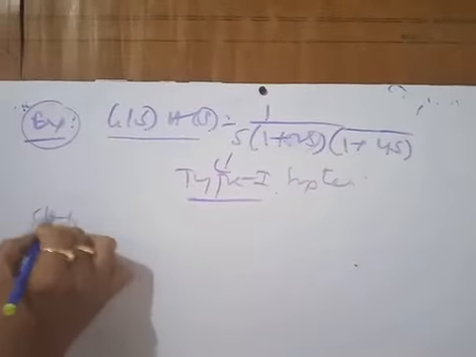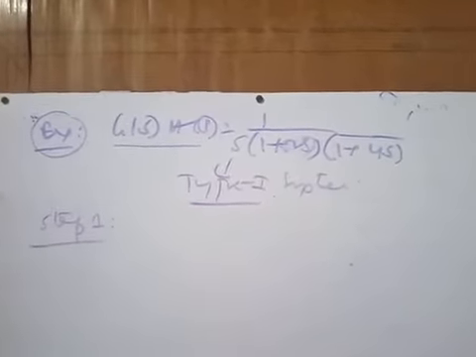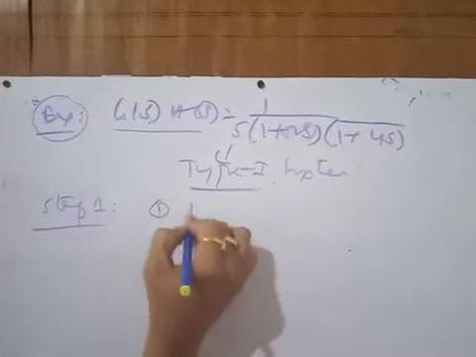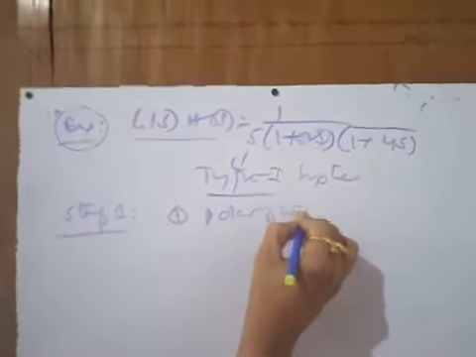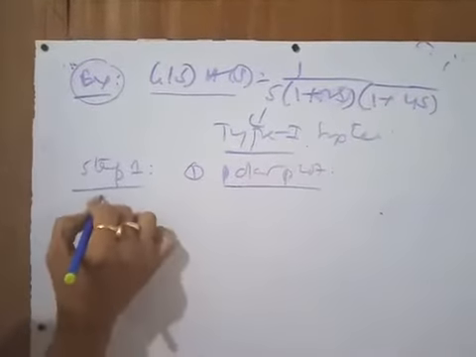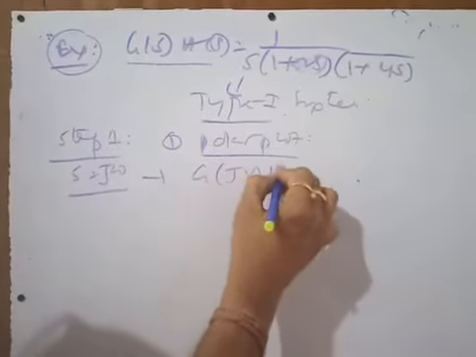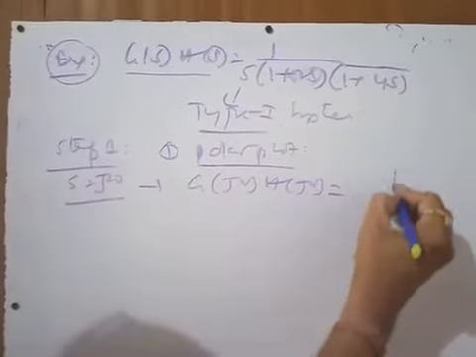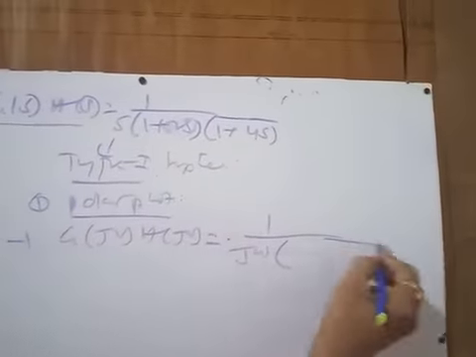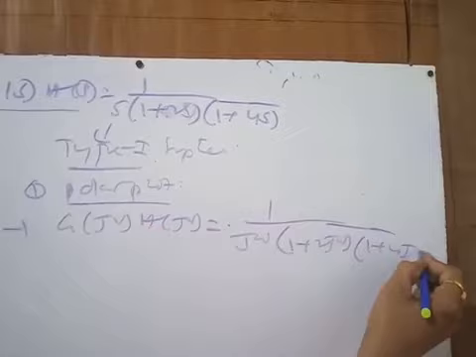First step towards getting the stability of the system using Nyquist plot, we have to get the polar plot of the system. This is the first step. So what is the polar plot and how can you get it, that we know already. Just put s is equal to j omega in the transfer function to get G(j omega) H(j omega) equal to 1 by j omega into 1 plus 2 j omega into 1 plus 4 j omega.